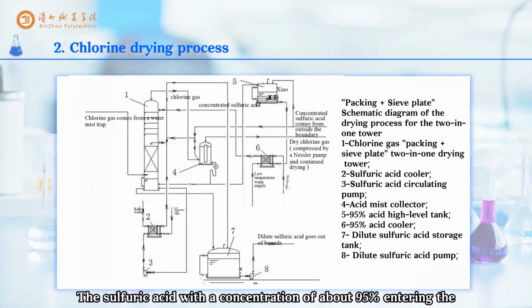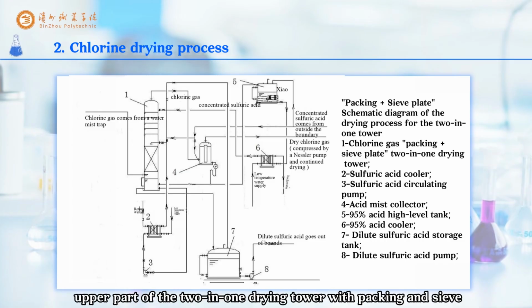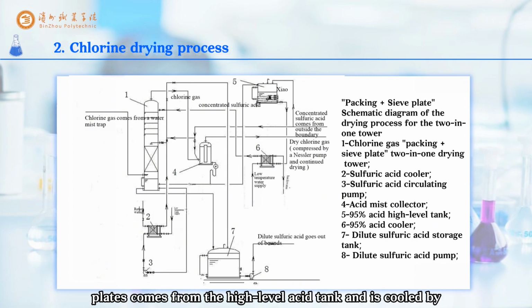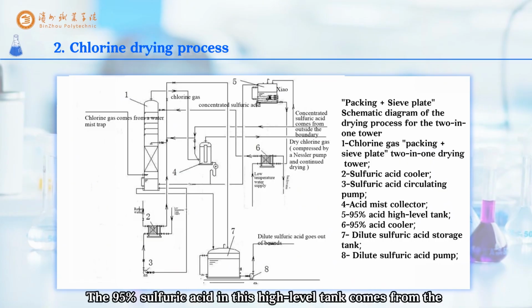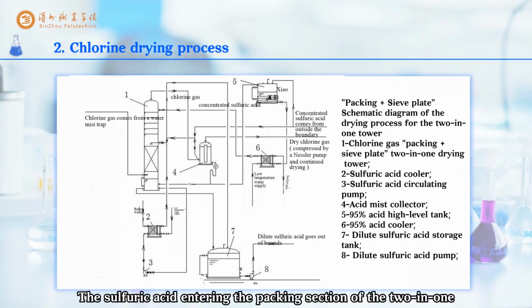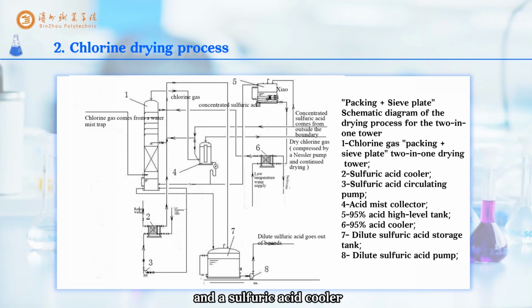The sulfuric acid with a concentration of about 95% entering the upper part of the 2-in-1 drying tower with packing and sieve plates comes from the high-level acid tank and is cooled by a cooler. The 95% sulfuric acid in this high-level tank comes from the pump acid, periodically replaced by the chlorine compressor and Nash pump. The sulfuric acid entering the packing section of the 2-in-1 drying tower comes from the upper sieve plate section and is recycled after cooling by a sulfuric acid circulation pump and a sulfuric acid cooler, with its inlet temperature controlled at around 2 degrees Celsius.